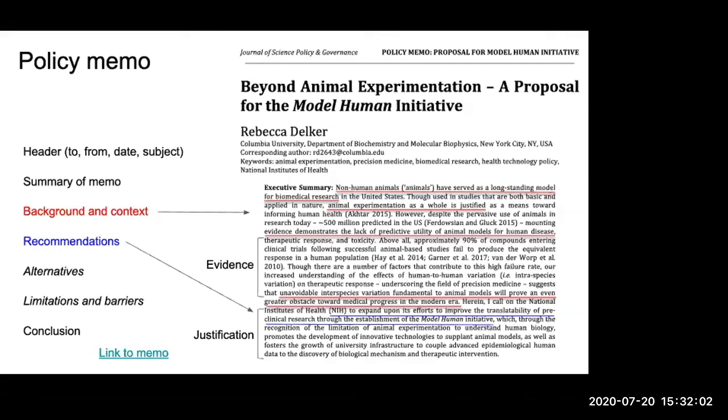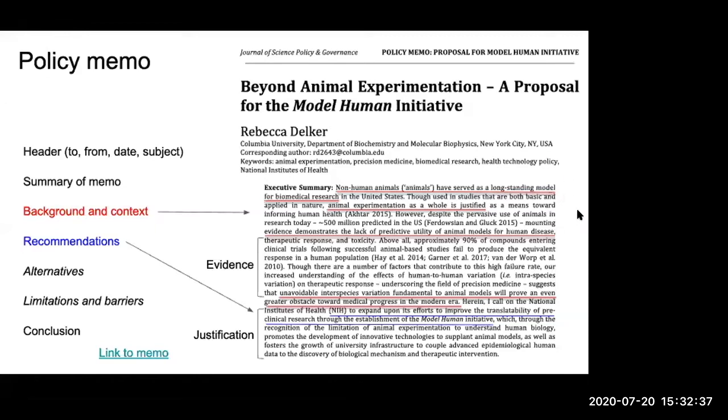So they need to be very concise and weigh both sides of the policy, looking at both strengths and weaknesses. In this particular memo, typically the way it would look, you would have a header and a summary, and would start with a background, which in this case, for example, talks about non-human animals that have been a long-standing model for biomedical research. And this justifies animal experimentation to an extent.